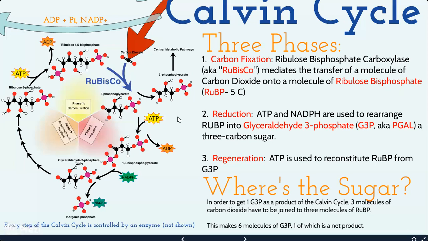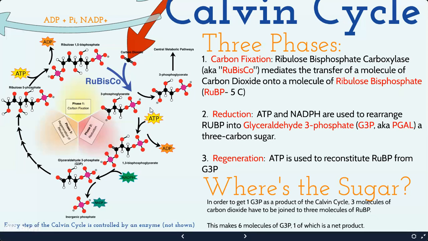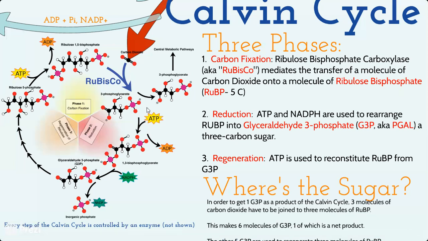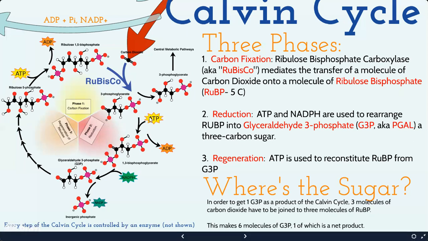Then, next step, that molecule becomes reduced, and ATP and NADPH are used to do the reduction. Okay. RuBP is the name of this molecule. You don't have to know the chemistry or these names. The next step is called regeneration, is where ATP is used to reconstitute the RuBP from the G3P. Again, you don't have to know all those names. Just know that it's a cycle.